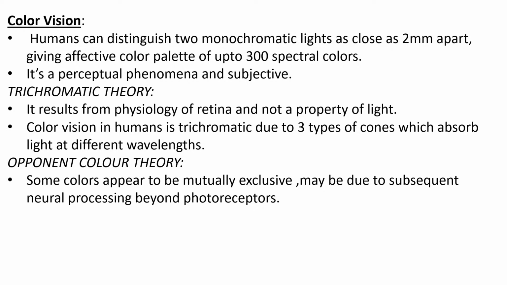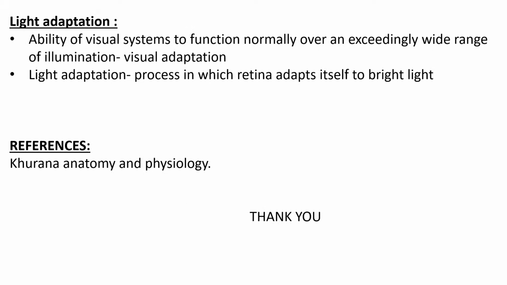One is trichromatic theory. It results from physiology of the retina and is not a property of light. Color vision in humans is trichromatic due to three types of cones which absorb light of different wavelengths. Opponent color theory: some colors appear to be mutually exclusive, maybe due to subsequent neural processing beyond photoreceptors.